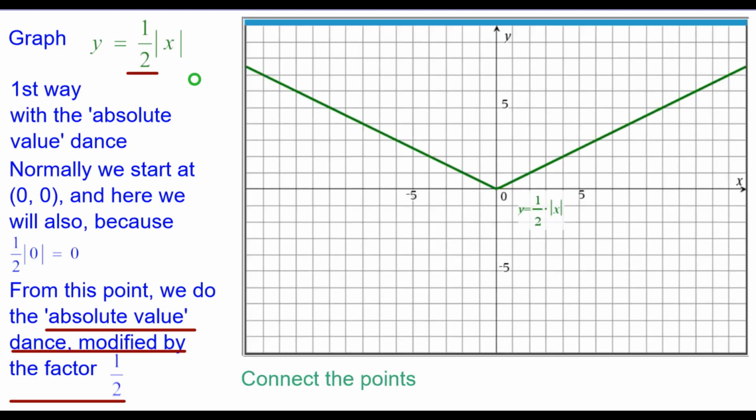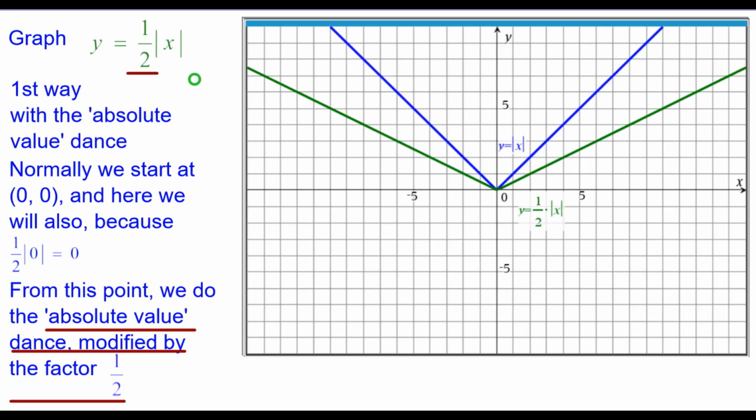Connect the points and we get the absolute value v, and comparing that to the absolute value function, the parent function, you can see that this one is wider, it goes up slower, and the y values are halved. You look at the blue to the green, they're halved because of that 1/2. Halved here again. And notice that the slopes are positive 1/2 and negative 1/2.